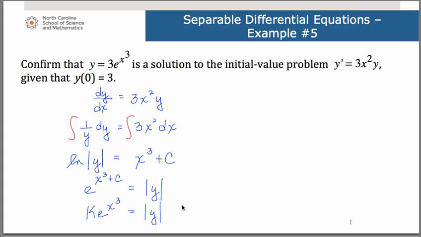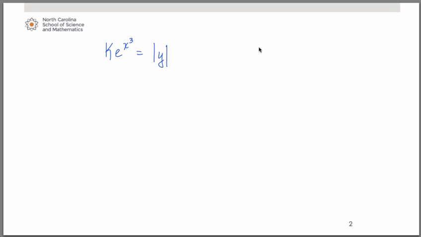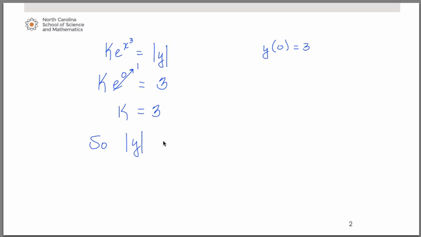We now can use our initial condition that we were given in order to find the k value. Remember, we were given that y of 0 is equal to 3. If we substitute these values in, we have e to the 0. On the right, absolute value of 3 simply is 3. E to the 0, of course, is 1. So we obtain a k value of 3. So what we end up with is that the absolute value of y is equal to 3e raised to the x cubed.